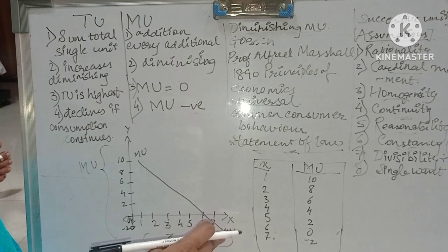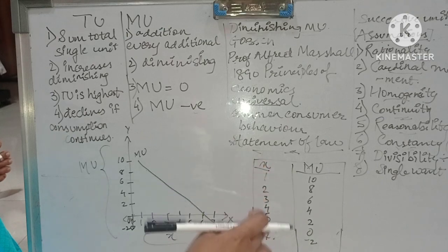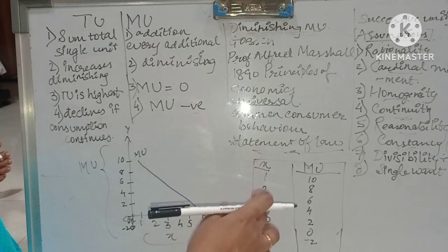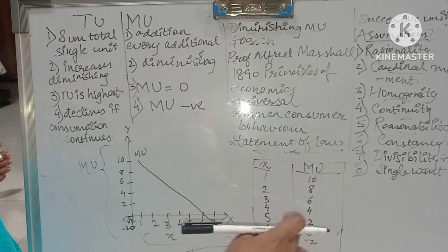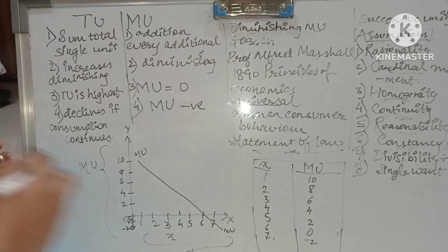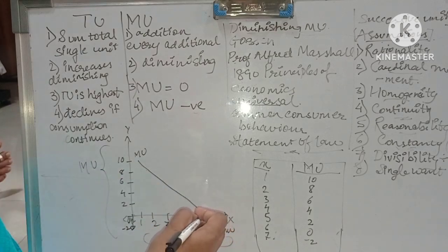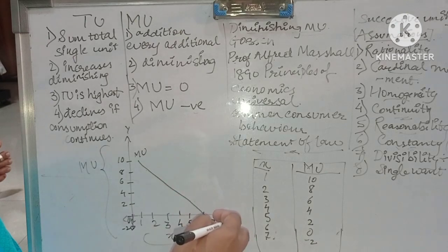Okay, which shows that MU goes on diminishing with every successive increase in consumption. From the table also you will understand, as you consume more commodities, the MU goes on diminishing. When MU becomes 0, the MU curve intercepts the x-axis. Intercepts means what? It crosses the line, the x-axis.